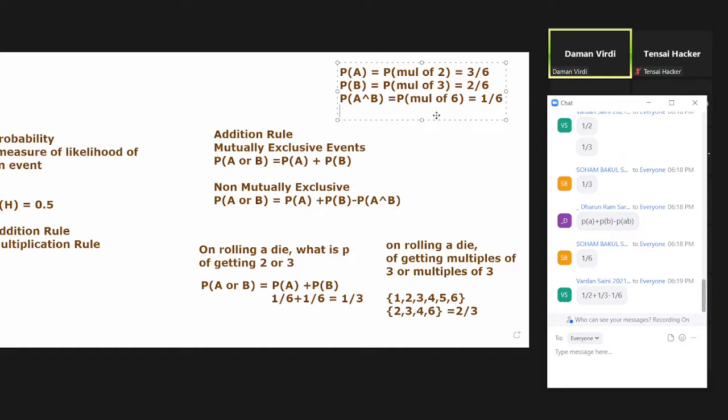Okay, so first of all, we need to know where we have to apply the addition rule, and in addition, where we have to subtract this common portion and where we do not. Basically, in mutually exclusive events, A intersection B is zero. So therefore, the formula becomes like this. They are not different formulas, but for mutually exclusive events, probability of A intersection B is zero, so only two terms remain. Clear?